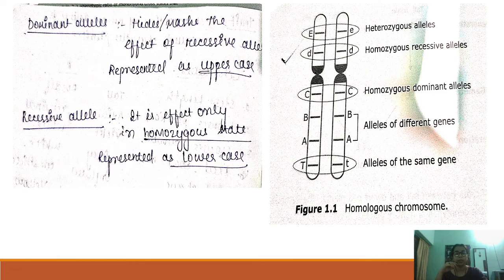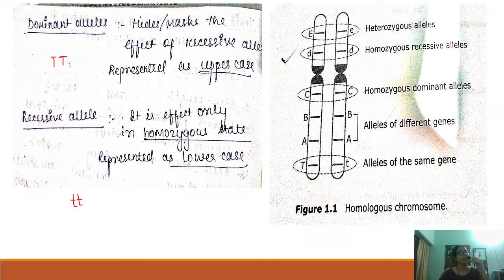Next, coming to the dominant allele. What is dominant? The allele which is expressed is known as the dominant allele, and it hides the activity of the recessive allele. It is dominant and expressive. It is represented in uppercase, for example capital T for dominant. And the recessive allele has an effect only in the homozygous state. What is the homozygous state? We will discuss that. It is represented in lowercase, that is small t. This is for the height of the plant: capital T is for tall and small t is for dwarf.